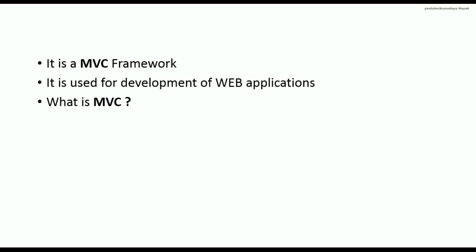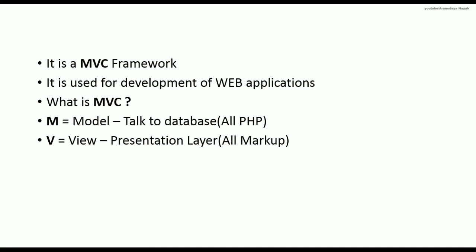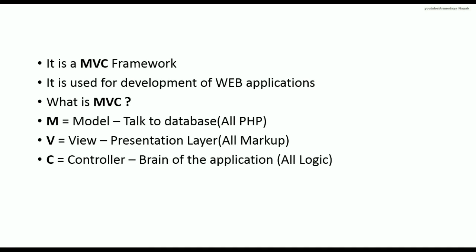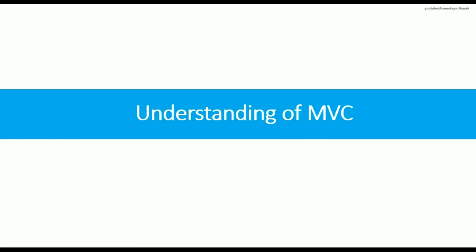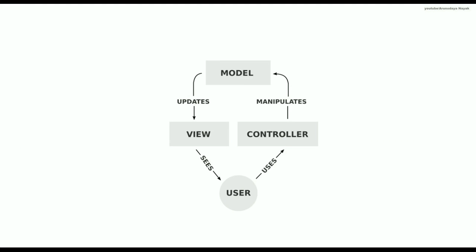In the MVC framework, M stands for the model, V stands for the view, and C stands for the controller. The model talks to the database. The view is the presentation layer. It is completely the markup, the HTML. C stands for the controller, the brain of your application. It handles the request and response of the website. So to understand the MVC framework, because CakePHP is an MVC framework, it has three entities: model, controller, and view.